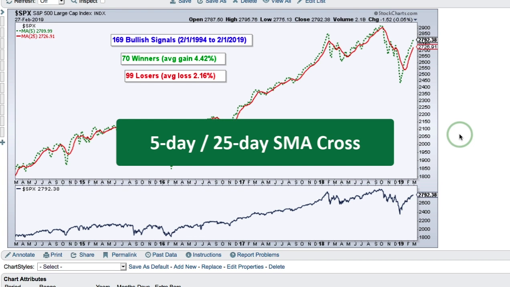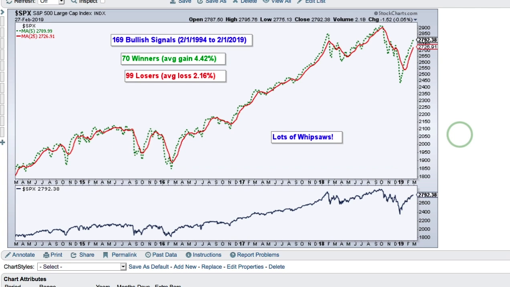So the first moving average I'm going to test would be a 5-day simple moving average, and then I'm going to pair it with another moving average. This is a 25-day moving average in red here. So you can see that there's the red 25-day simple moving average and then the 5-day simple moving average.